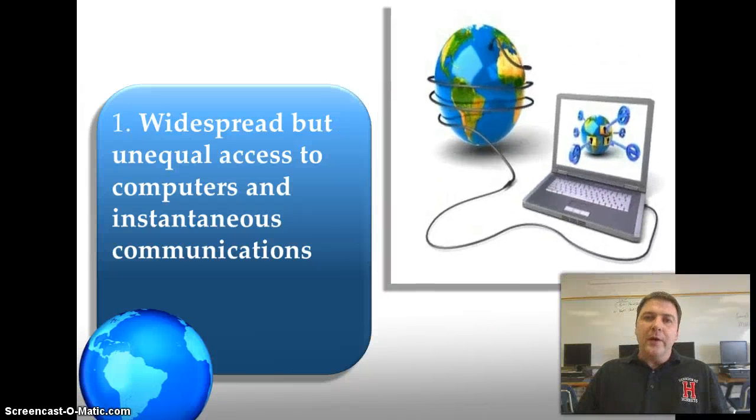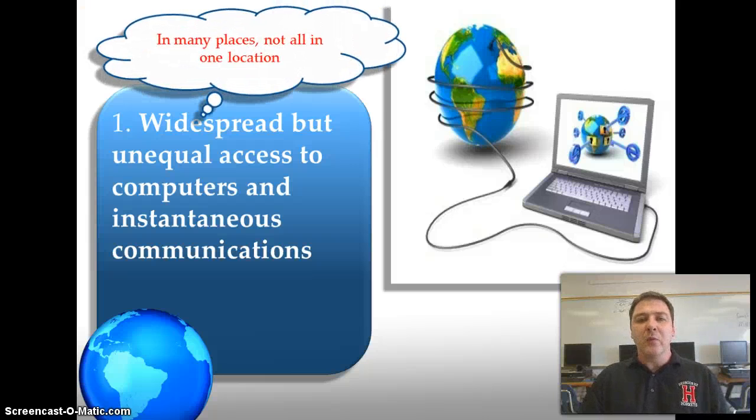Okay, the first one, and for a lot of you, you've been born into this technological world, but if you talk to your parents and people who are older than yourselves, they're very much aware of how quickly technology has changed. We have widespread but unequal access to both computers and other forms of instantaneous communications.